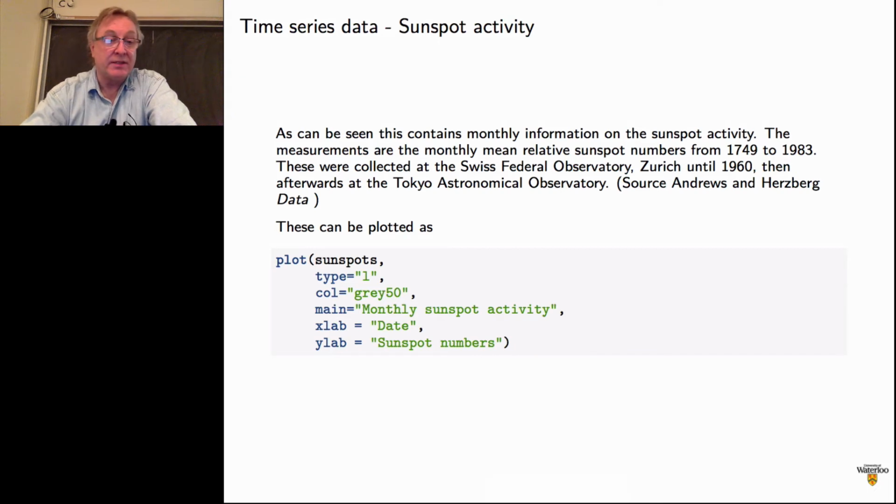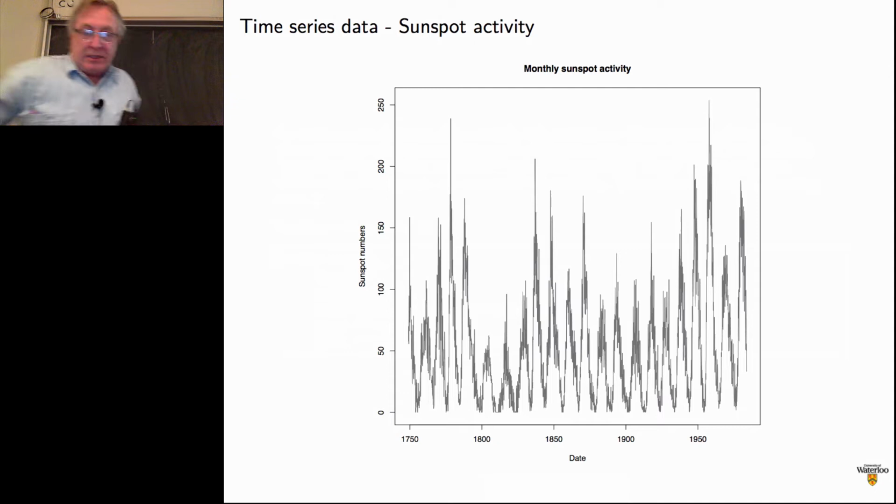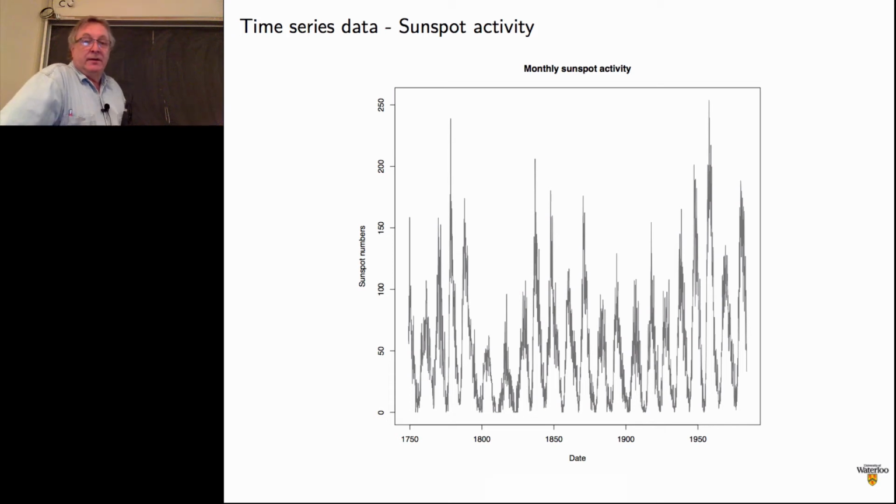So let's plot these sunspots over time. There they are. It's the number of sunspots from 1749 up to nearly the present. You can get these more online. Question is, what do you see? What patterns, if any, do you see?